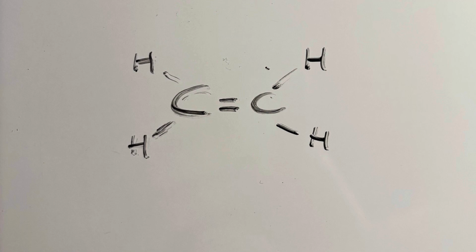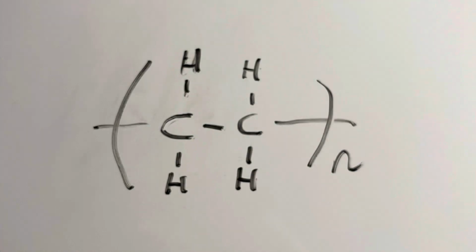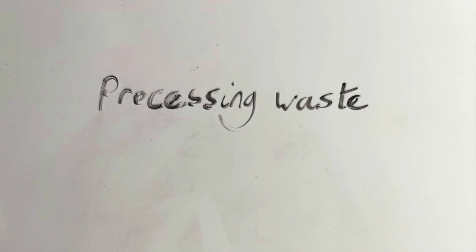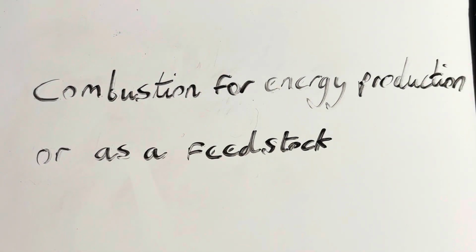Because there is a double bond in alkenes, you can turn it into a polymer through something called polymerization, and this is what a polymer repeat unit looks like. Polymers need to be processed, and the spec asks you to learn how to process certain wastes. So you can combust them for energy production, or you can use them as a feedstock. So you use them to make other products.